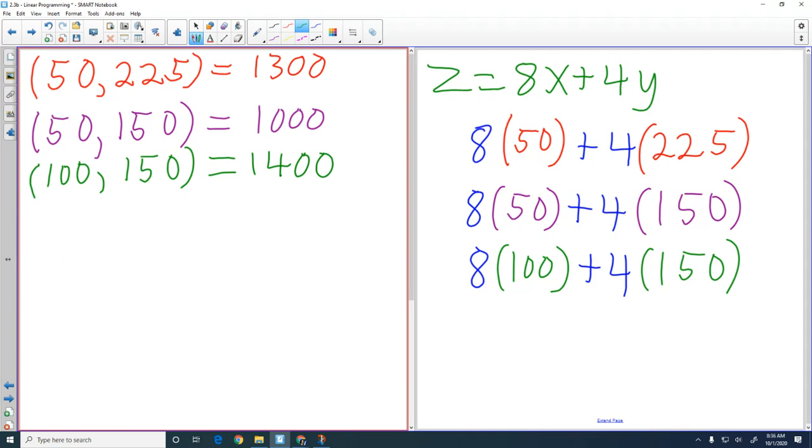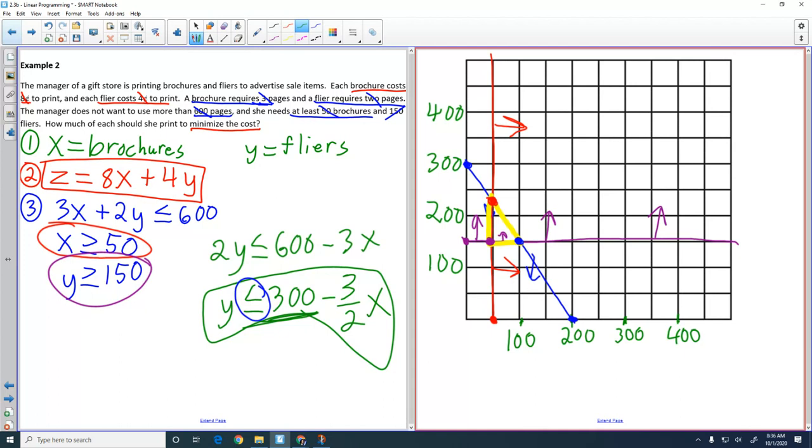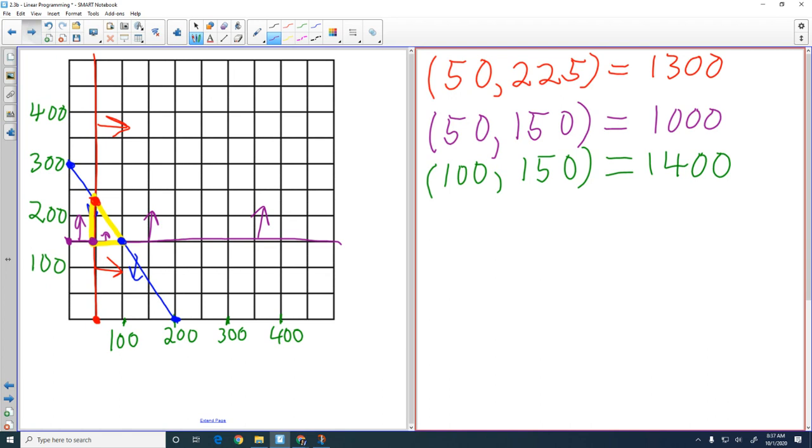All right, that's all the calculations. Now we just need to finally use this information to answer the question. Do you remember what the question was even? All right, so this is a little bit different because it says how much of each should she print to minimize the cost. So in this situation, do we want the biggest number or the smallest number? We want the smallest, right? I don't want to have a lot of costs. I want to have a minimal cost.